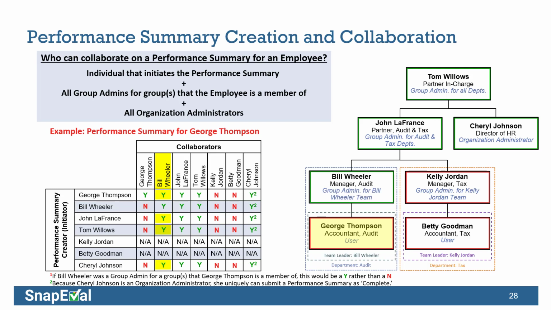Now, just to finish out the thought, if we did change Bill Wheeler to be a group administrator and we created a group called Team Leader Bill Wheeler Group here, and George Thompson was a member of that group, then notice that all of the no's that we had for Bill Wheeler previously are now changed to yeses, because basically Bill Wheeler, just like John LaFrance and Tom Willows, is a group administrator for a group that George Thompson is a member of. So that's the way that SnapEval works as it relates to collaboration.